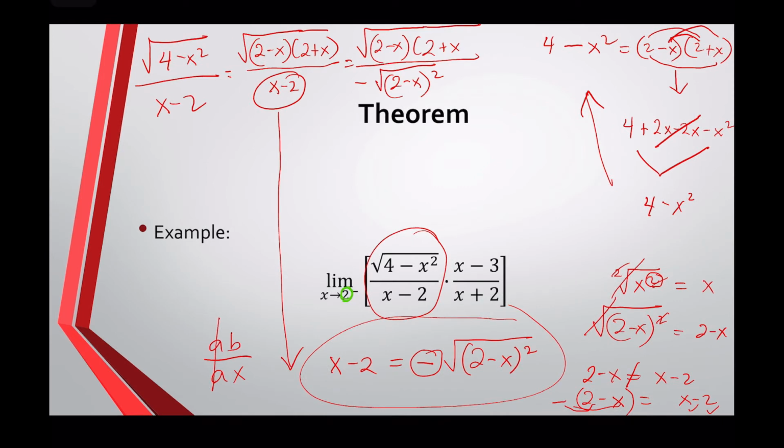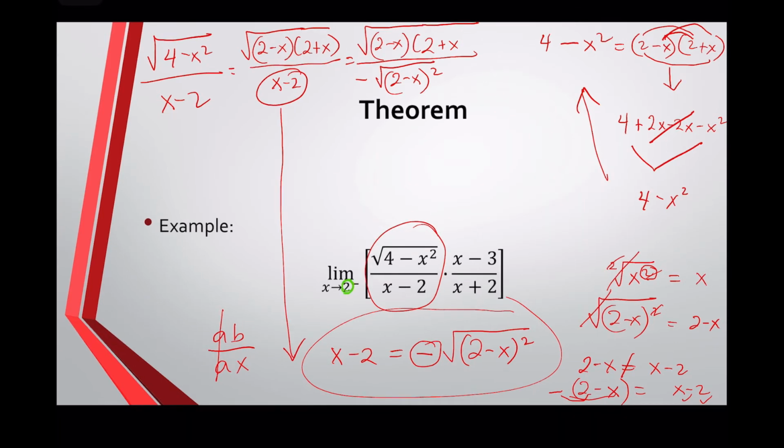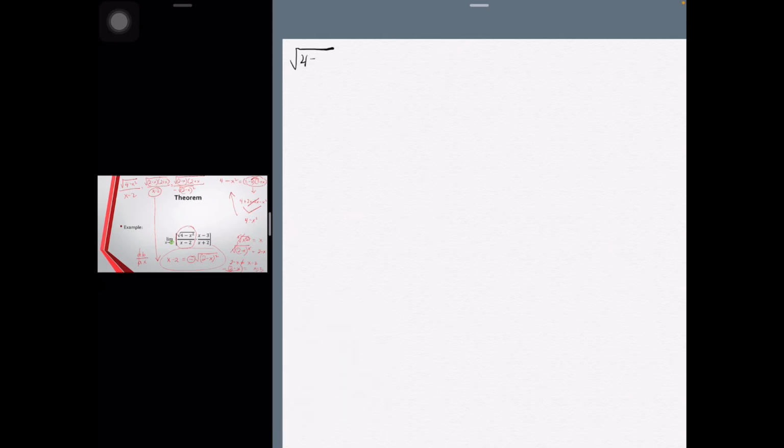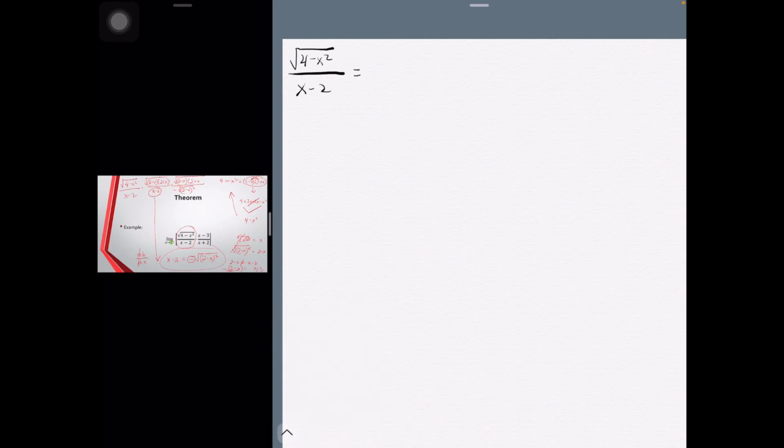This might be a bit messy for others, so for the benefit of others, let's get some sheets of paper and rewrite that one here. So that would be the square root of 4 minus x squared all over x minus 2, and we discussed that this can be written as the square root of 2 minus x times 2 plus x, and the denominator can also now be written as negative square root of 2 minus x squared.